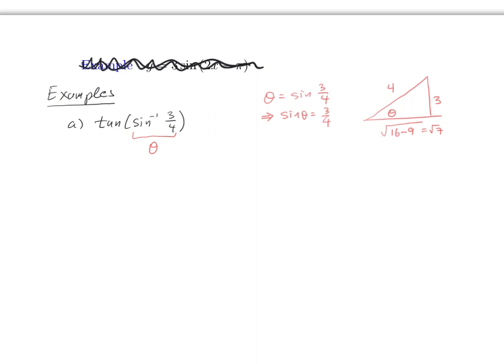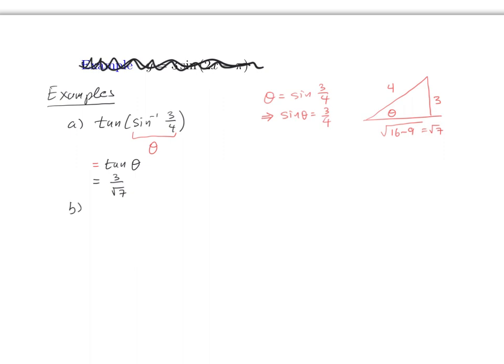So therefore now, essentially, this is the same thing as finding what is tangent of theta. Well, all you have to do is look to the triangle. Notice you cannot answer this question without having done this first. And tangent of theta, it should be 3 over radical 7. And there is no need to simplify. That's it. Okay, let's try one more.